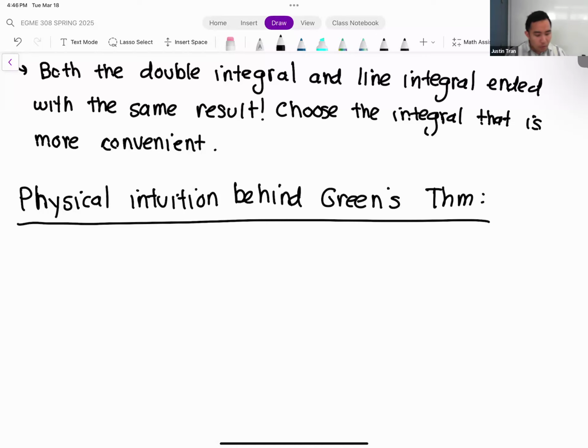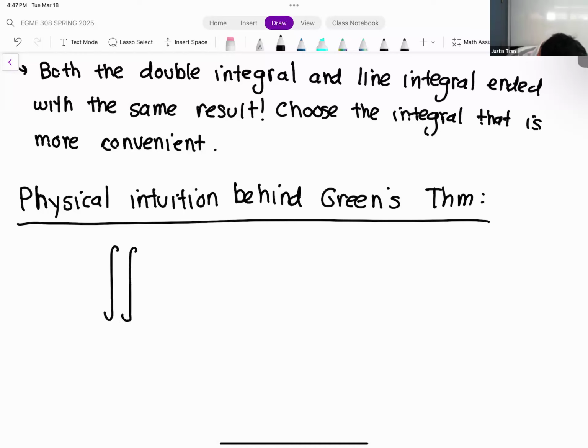Okay. So, both for this theorem, and for Green's theorem and the divergence theorem, which we're going to talk about on Thursday, I did want to spend a little bit of time talking about the physical intuition behind them so that you can better understand what these theorems are about and what they're trying to explain. Okay. So let's write out Green's theorem again.